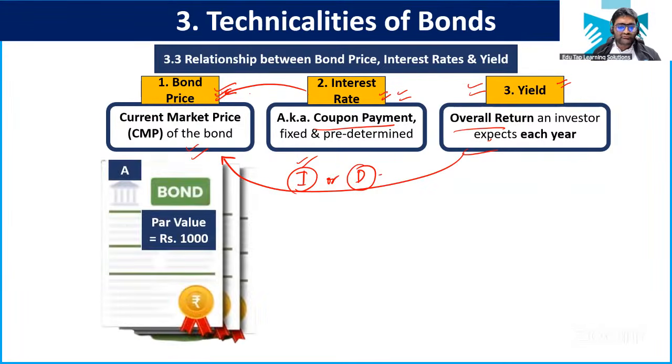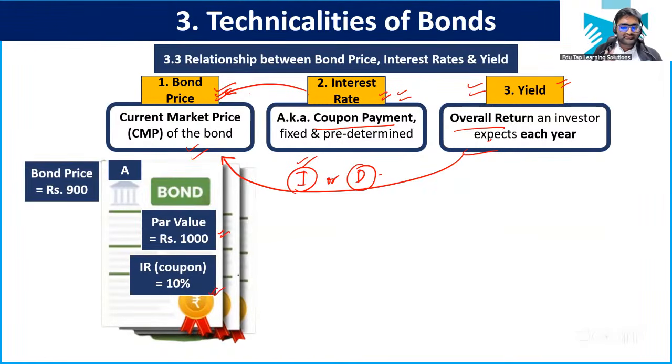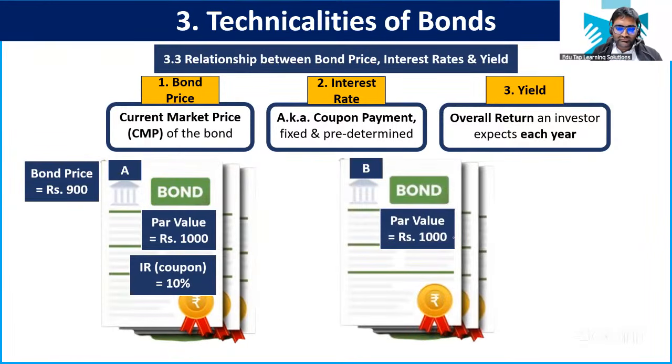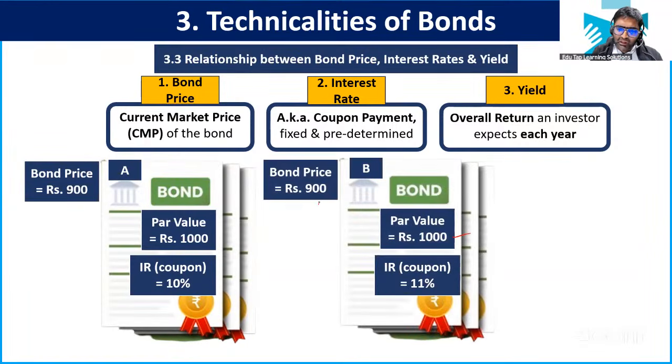Let me just give you an example. I thought you would say direct, so let me take you through this particular concept. Here we have bond A. What does bond A provide? 1000 rupees par value, interest rate is 10%, and the bond price is 900. Now I am giving you an option. A is one bond and B is another bond. Here again 1000 rupees, the bond price is the same but the interest rate is 11%. Which one would you want to buy?